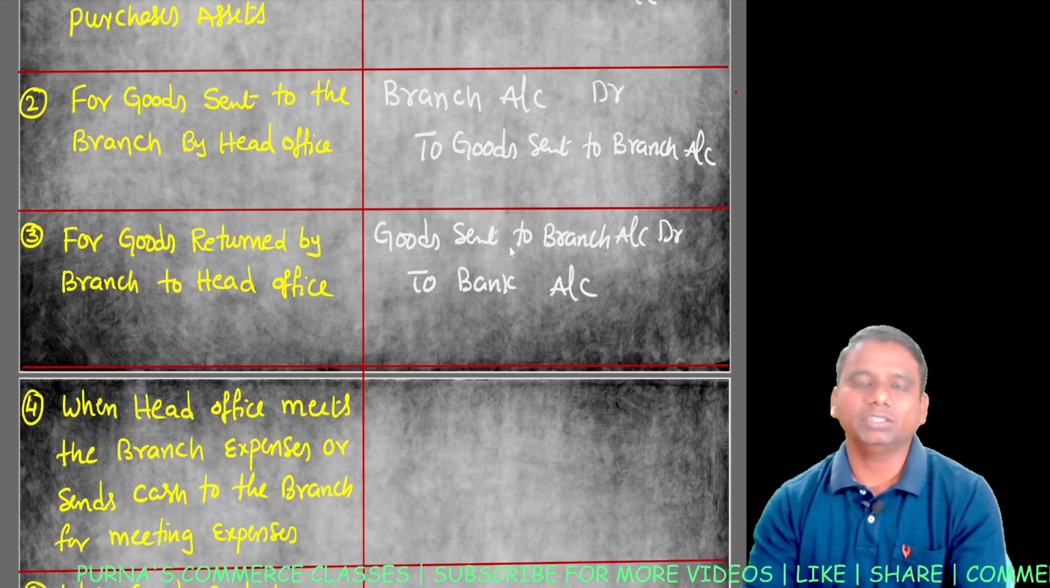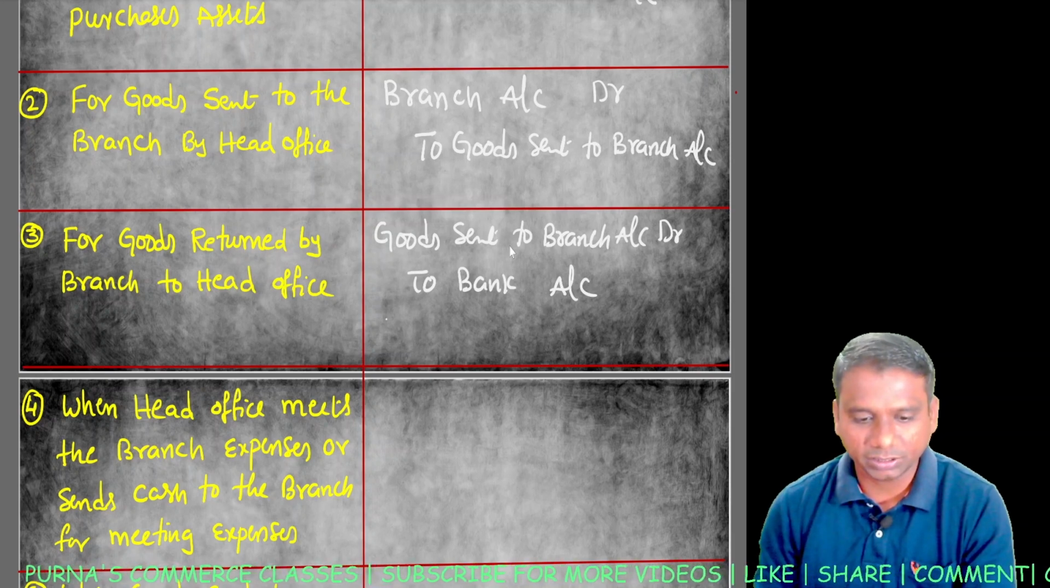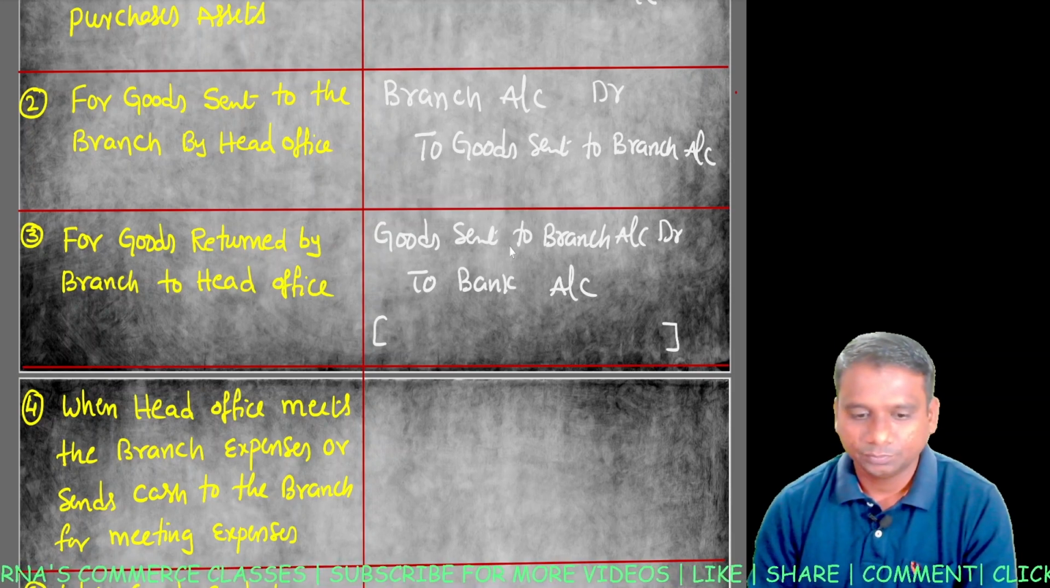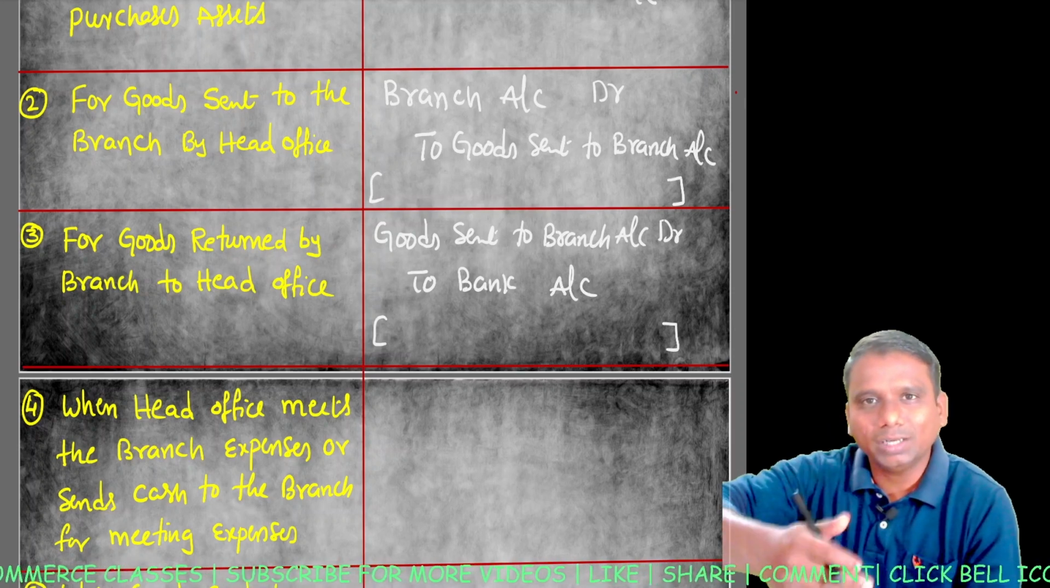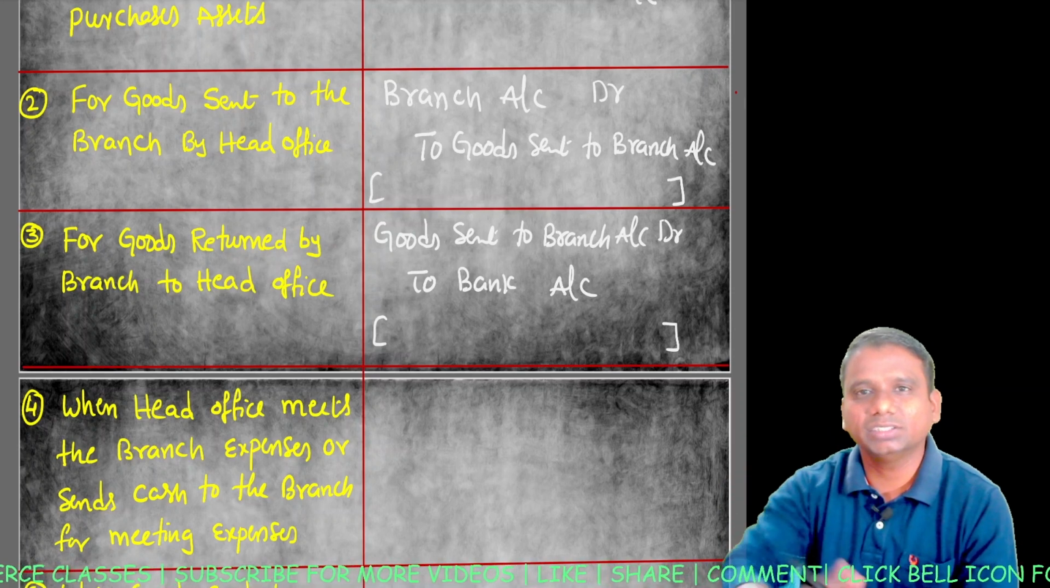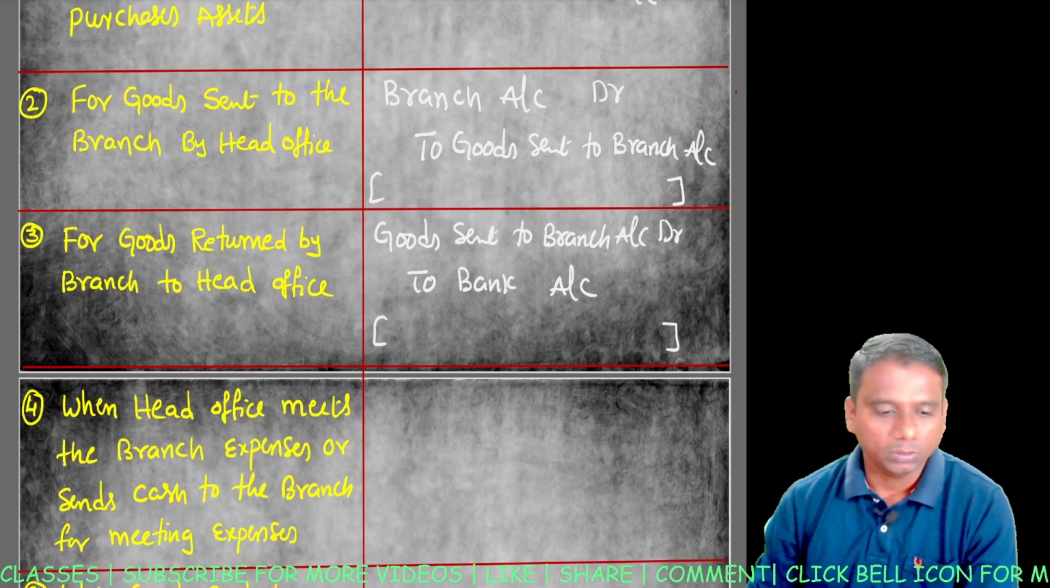Being goods returned by so and so branch. Simple narration you can write. I hope you are understanding, students. See, try to understand the concept and transactions in a logical manner. Okay. Now, next one.